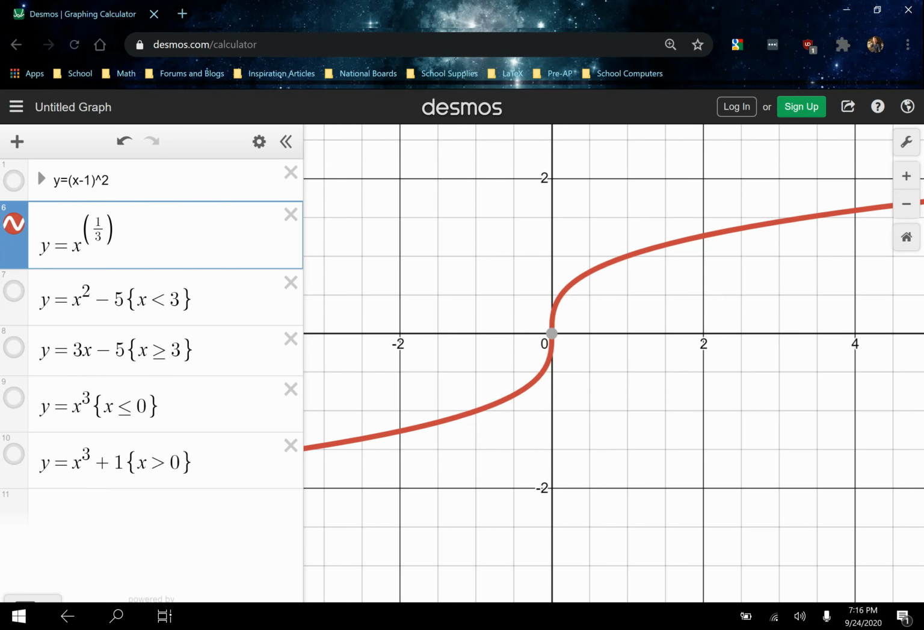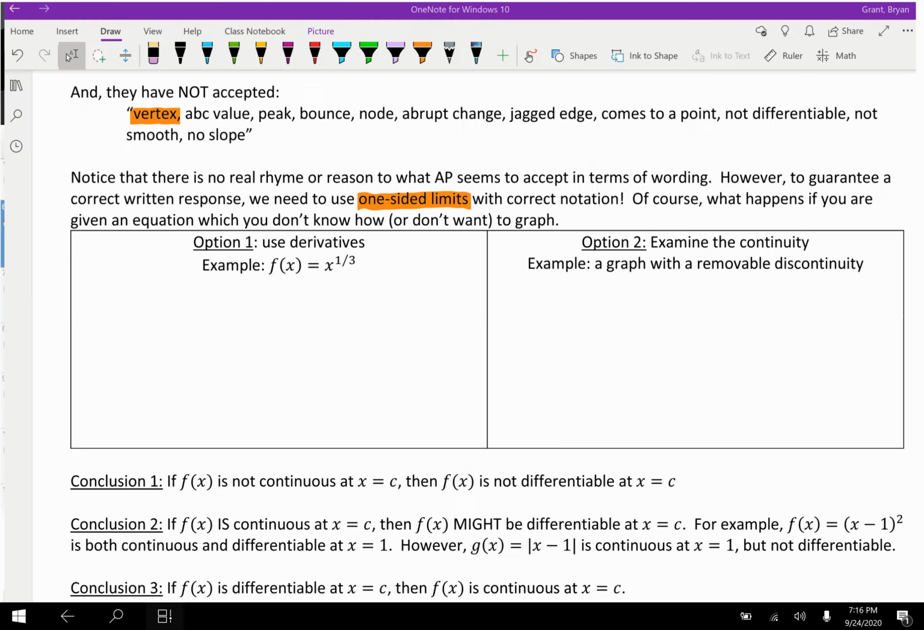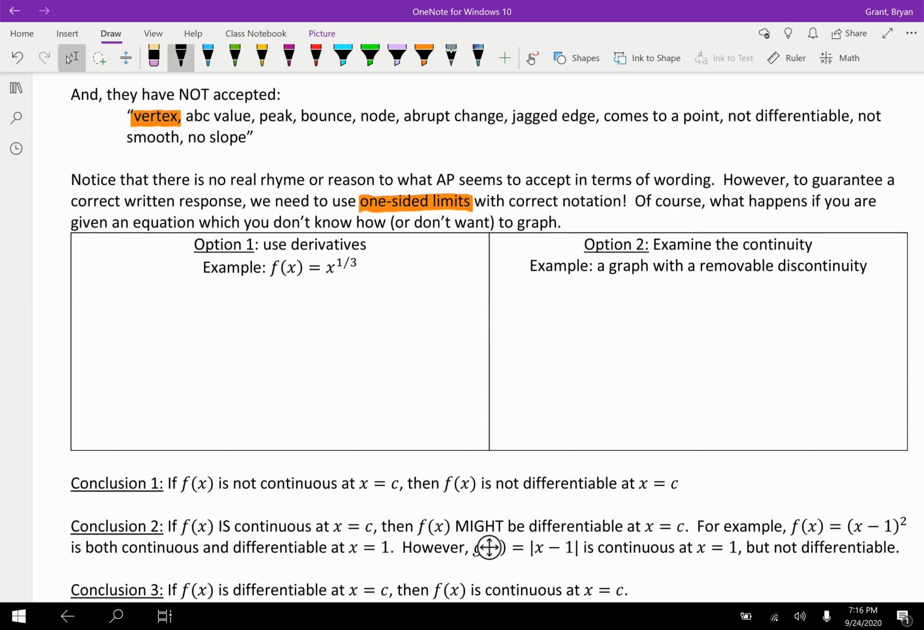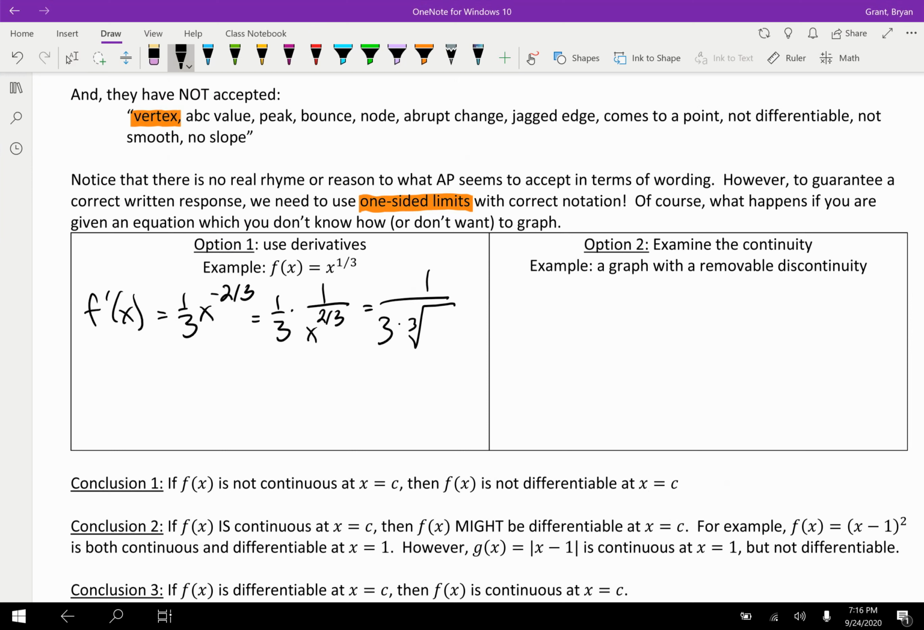Well, let's check derivatives. Derivatives give a great idea of differentiability. So let's take the derivative of f of x equals x to the 1/3. That gives us f prime of x equals 1/3 x, subtract 1 from the power, to the negative 2/3. That becomes 1/3 times 1 over x to the 2/3. Or even going a step further, 1 over 3 times the cube root of x squared. Any of those are fine for the derivative. I'm going to use the last one.